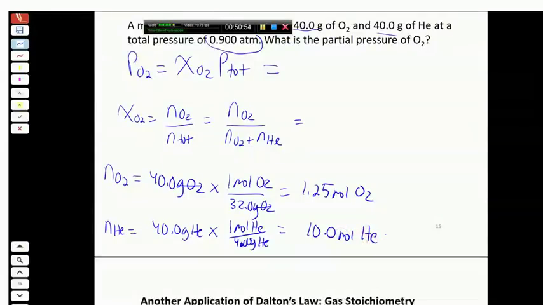Alright, so those are the 2 molar amounts. And so when we calculate mole fraction, we get 1.25 moles in the numerator. That's the moles of O2. In the denominator, we get the sum of the 2: 1.25 moles of O2 plus 10 moles of helium.